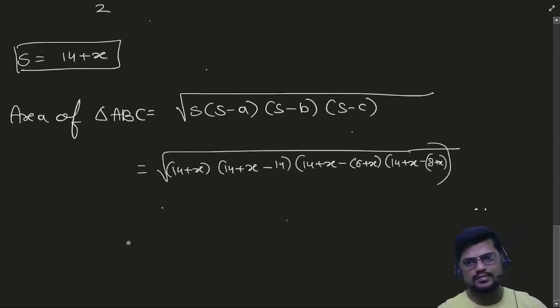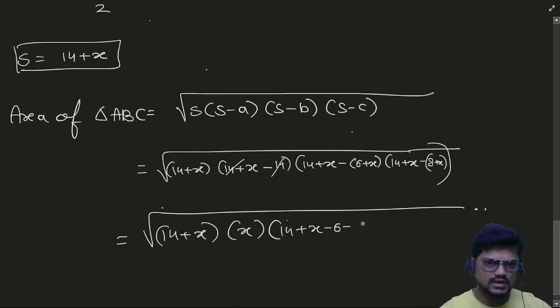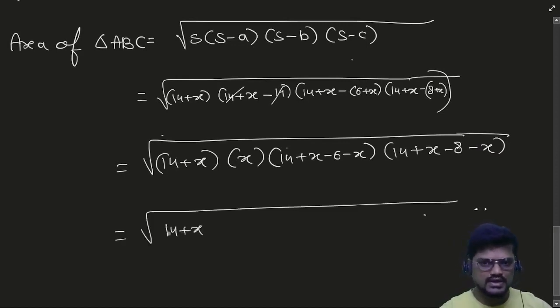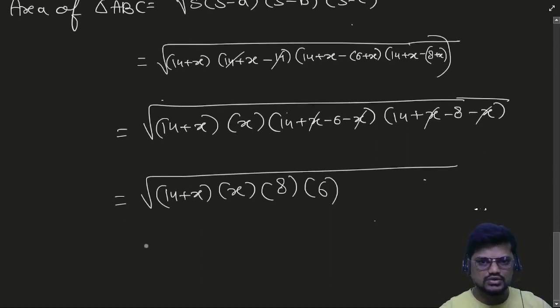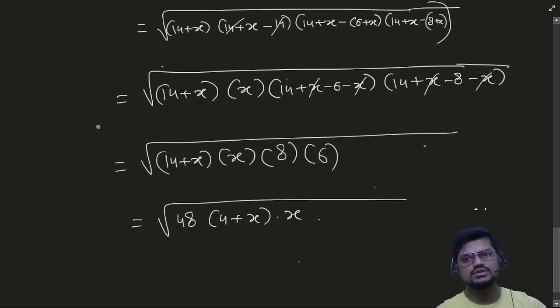Okay. Now, this will be square root of 14 plus x. 14 and 14 will get cancelled, it will be x. This will be 14 plus x minus 6 minus x. This will be 14 plus x minus 8 minus x. Okay, this will be square root of 14 plus x into x. 14 minus 6 will be 8, x and x will get cancelled. 14 minus 8 will be 6, and x will get cancelled. So what do you get? Square root of 6 8s are 48 into 14 plus x into x. Got it? So this is what your area of triangle ABC.